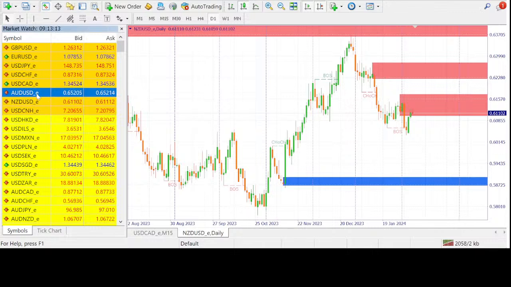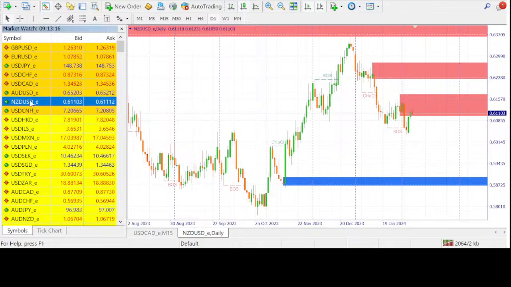If there is a sell on one, ensure you look for a sell on the other one. If there is a buy on one, ensure you look for a buy on the other one.